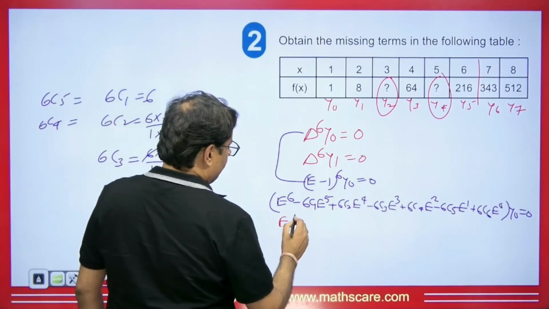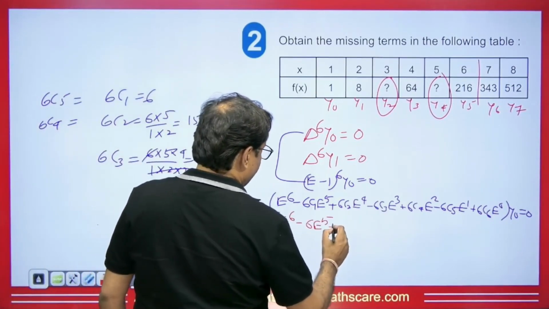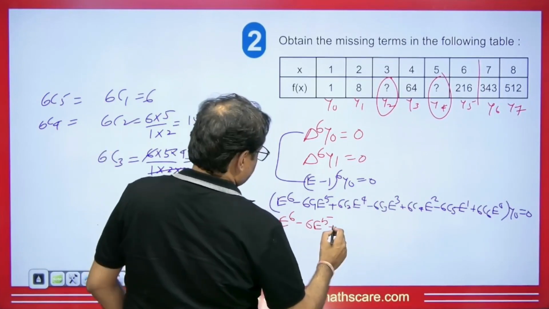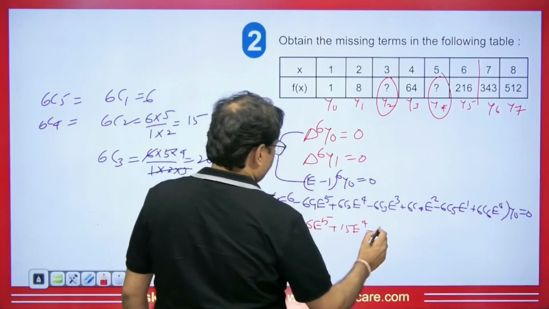So here this will be E to the power 6 minus 6 E to the power 5, plus, in this here, the 6C2 value is 15. So 15 E to the power 4 minus the value of 6C3 is 20 E cube.